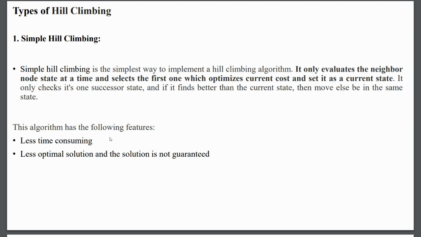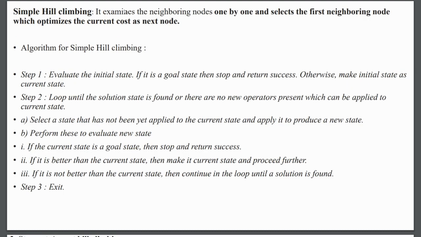This algorithm has the following features: less time consuming and less optimal solution, and the solution is not guaranteed. Whereas in the generate and test, we use it for the problems in which a solution is guaranteed. Simple hill climbing algorithm examines the neighboring nodes one by one and selects the first neighboring node which optimizes the current state as the next node.